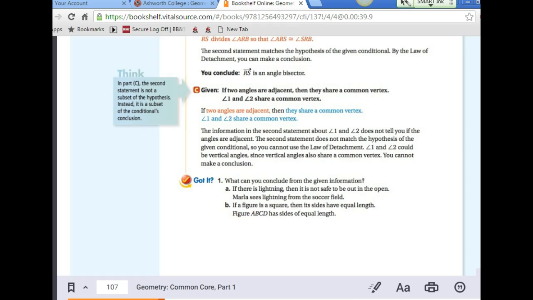Okay. B, if a figure is a square, then its sides have equal lengths. But the second statement, figure ABCD has sides of equal lengths. Well, that's talking about the conclusion, so we can't make a conclusion out of that using the law of detachment. So B, we can't. A, we can, because the second statement had to deal with the original hypothesis. Okay? I hope this helped a little.